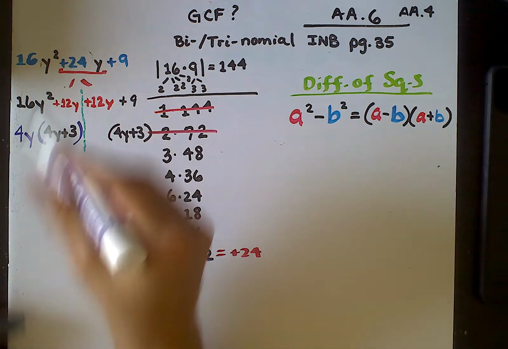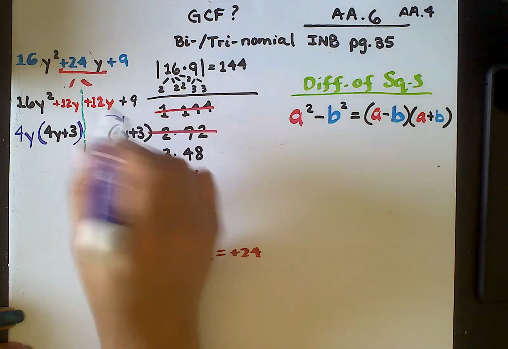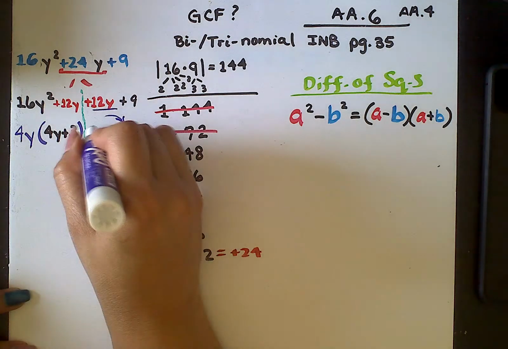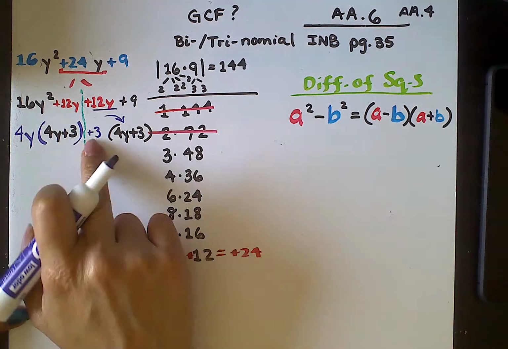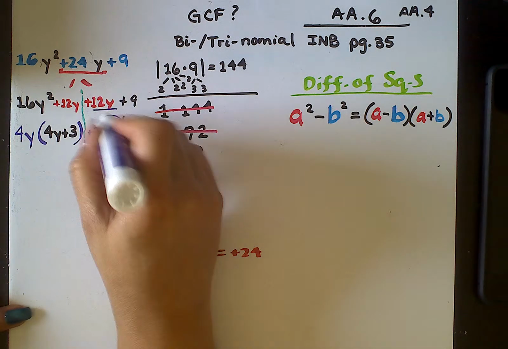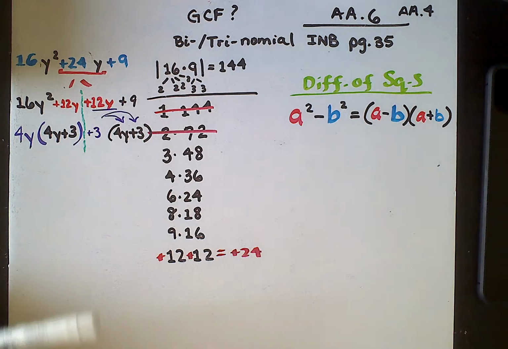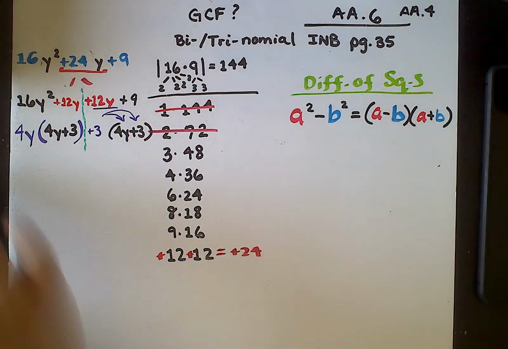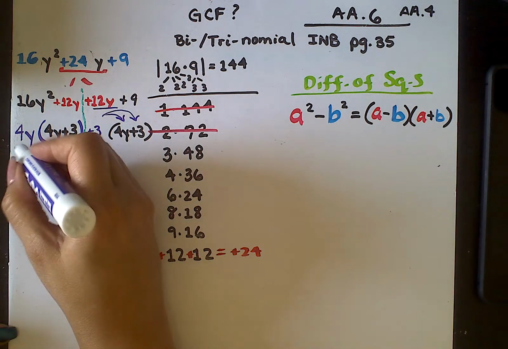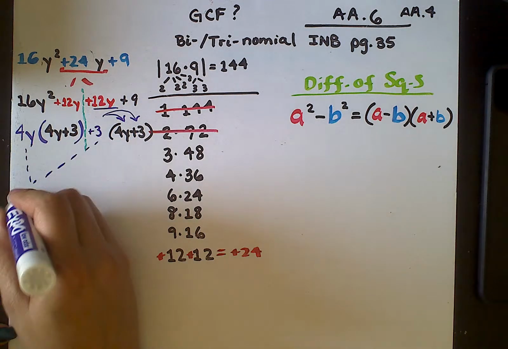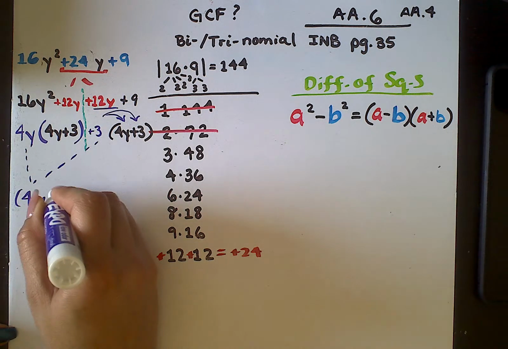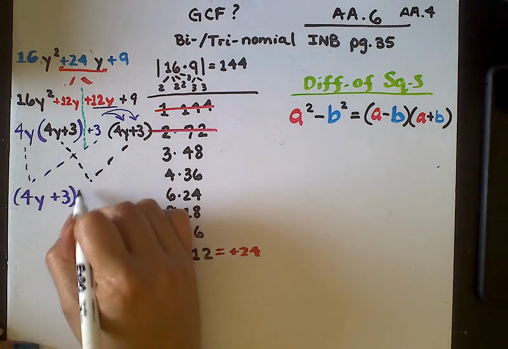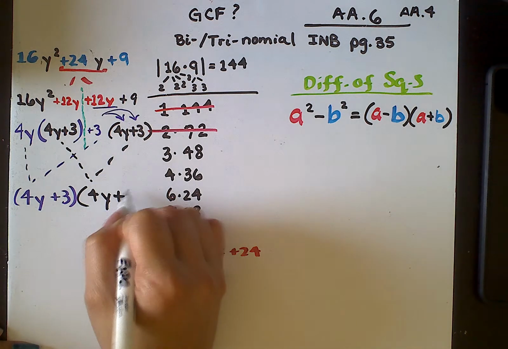Now, what times 4y would give me 12y? Well, that should be a positive 3. So that gives me that, and this will also give me 9, which is perfect. So, oh man, it gave me another one of those. Oh well. Let's bring down our two terms here. That would be 4y plus 3. And bring these down over here. 4y plus 3.